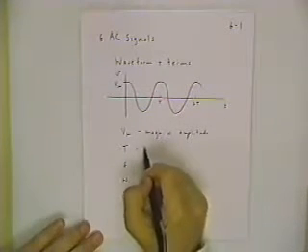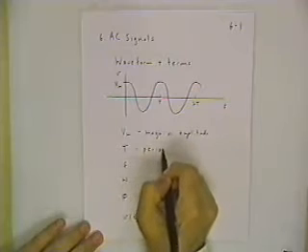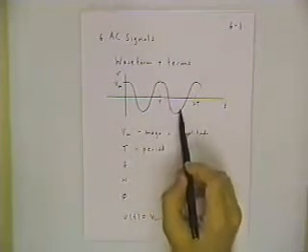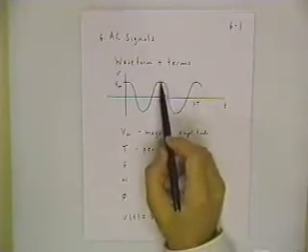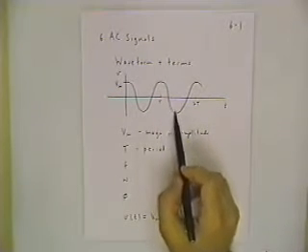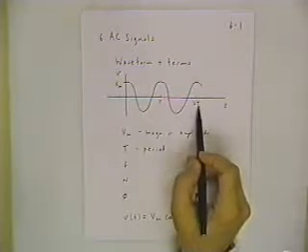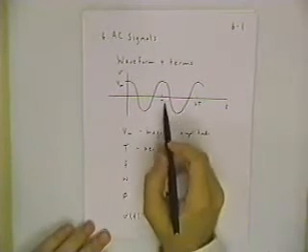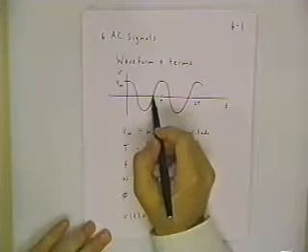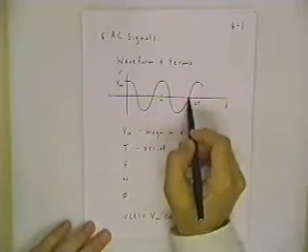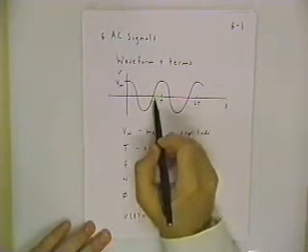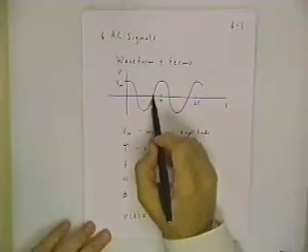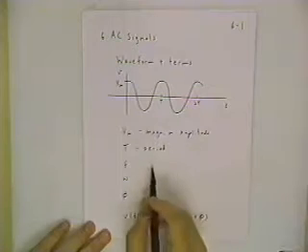Capital T is the period, or the amount of time it takes for the waveform to cycle through all of its intermediate values, starting at, say, the peak and going to the next peak. It takes capital T seconds to proceed that far in the waveform. It doesn't have to be from peak to peak. You can go from this zero crossing to this zero crossing. You just have to wait and make sure that you get the next zero crossing with a positive slope. So you go from this point to this point, and that's capital T seconds.